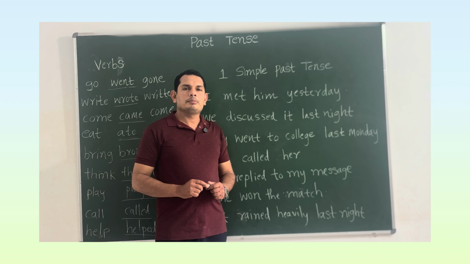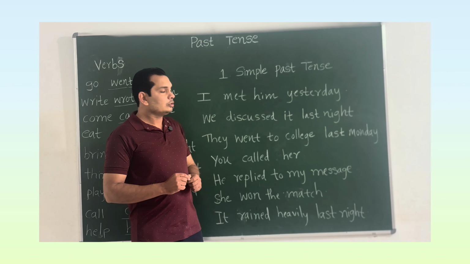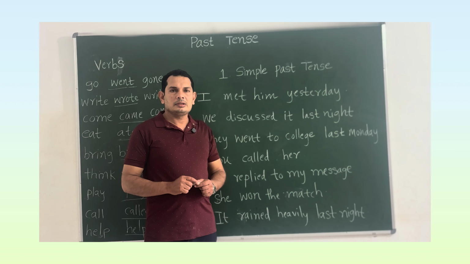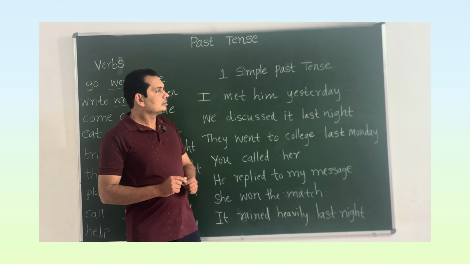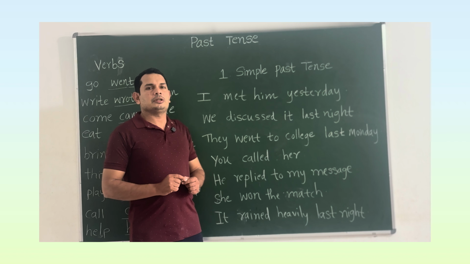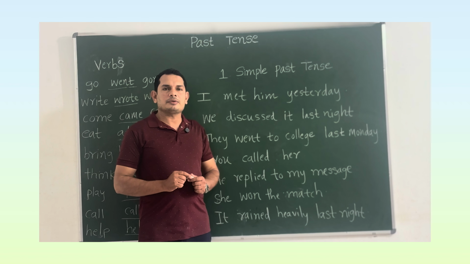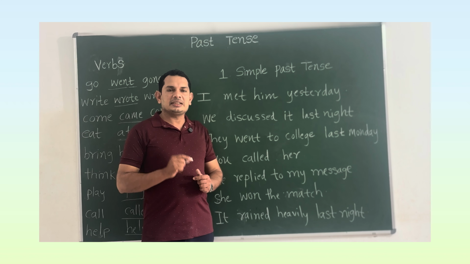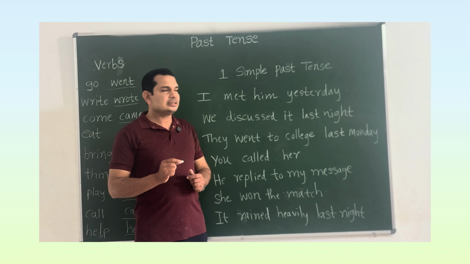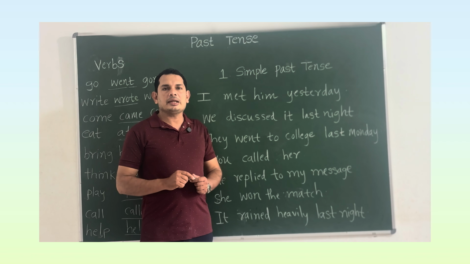Before learning how to make sentences in the simple past tense, let's find out the difference between simple past tense and simple present tense. As I explained in my class on the simple present tense, we use the base form of the verb when the subject is I, we, you, and they. But when the subject is he, she, and it, we add s or es to the verb. To give you an example, I like coffee and he likes coffee.